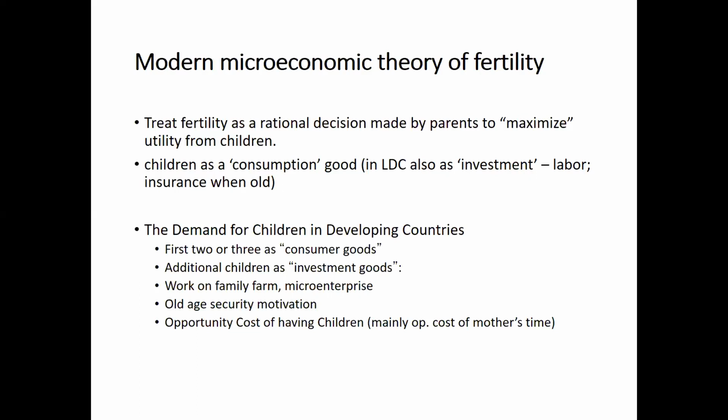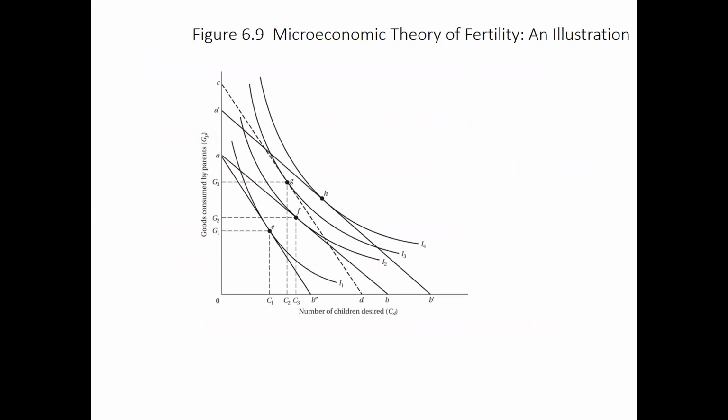But you can think that beyond a certain number of children, the first 2 or 3 children are consumer goods, that you just have those kids because you enjoy them. Beyond that, you can think of them as investment goods, which can work on your farm and serve as old age security insurance. From this analysis, we can derive the demand for children based on the price, maybe including the opportunity cost of the mother of having to spend all this time raising the children, and so on.